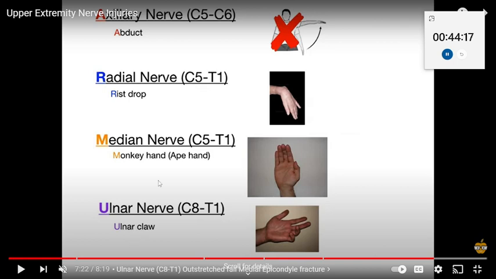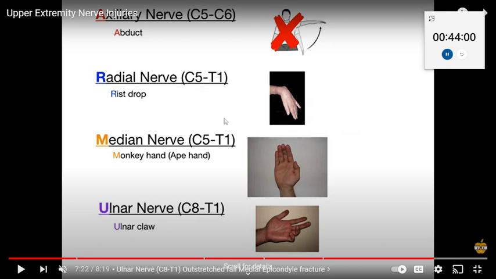So remember the names of these things. They can ask you anything about this. They can ask you the root values which are damaged, like for example it is C5 C6 for axillary, and for radial C5 T1, median also C5 T1, and ulnar is C8 T1. They can ask you stuff like that because these things we have seen in the brachial plexus, but this would be a difficult question to ask.